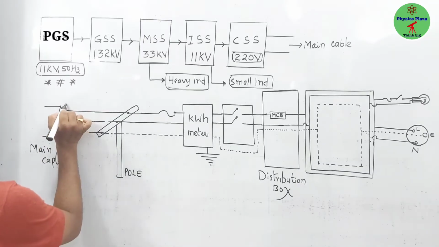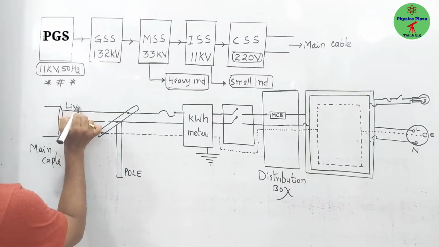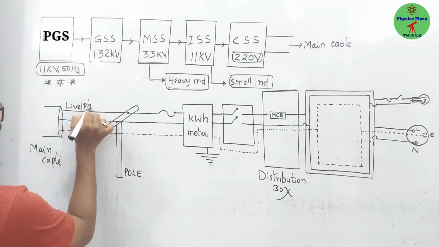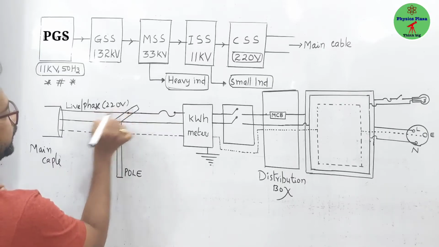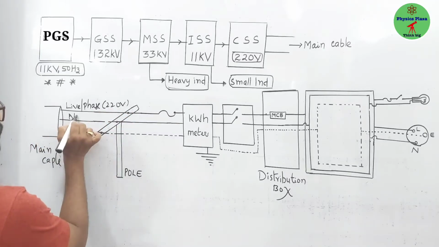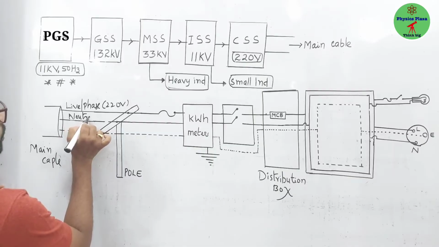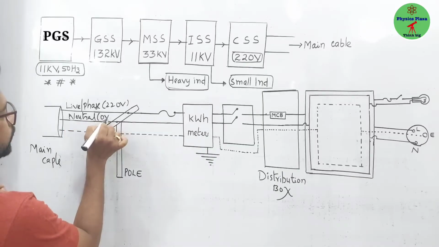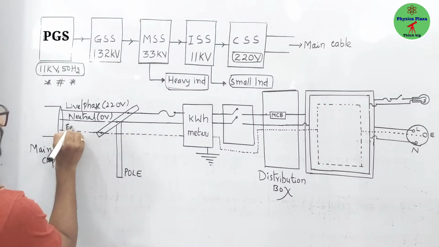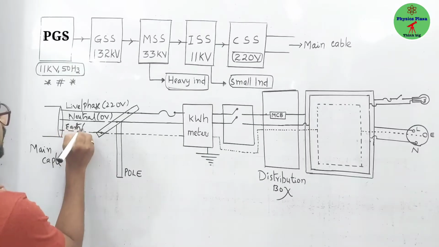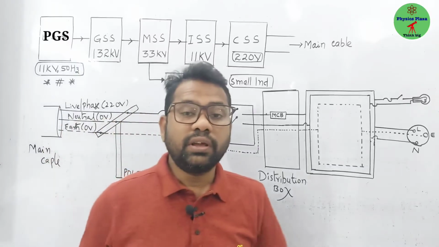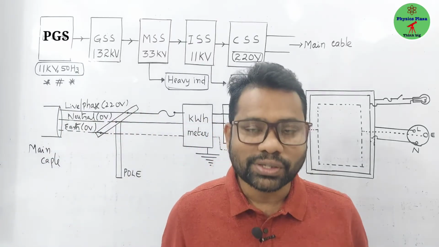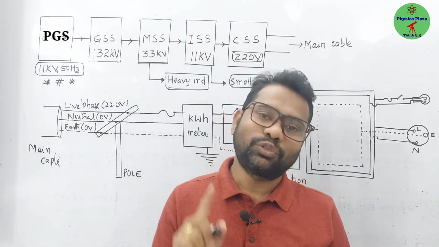This one is a live wire. It is also called the phase wire, which is at 220 volt. Very good. The second one is the neutral wire, which is at 0 volt. This third one is the earth wire, which is at 0 volt. Children, it's a very important question. Out of these 3, which 2 wires will be at the same potential? That is the neutral and earth wire.